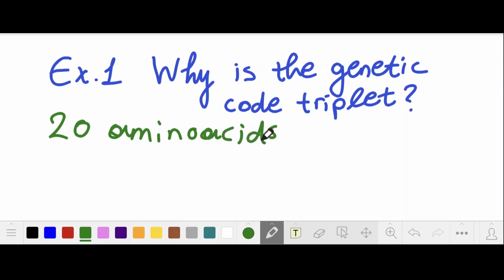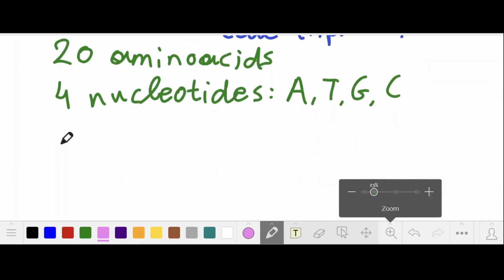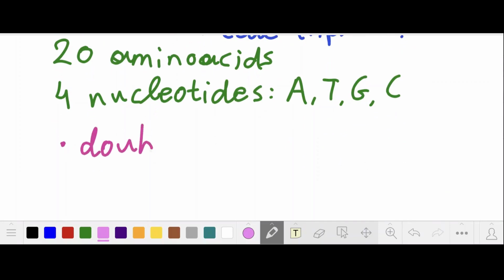And in the DNA, we have 4 different types of nucleotides based on their nucleobase, which can be A, T, G, or C. So we have 4 choices in total. Let's say, for example, that the genetic code would be doublet. Okay, then we would need 2 nucleotides to code for an amino acid.